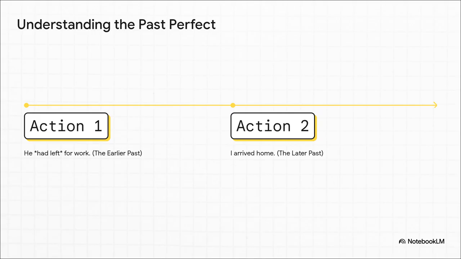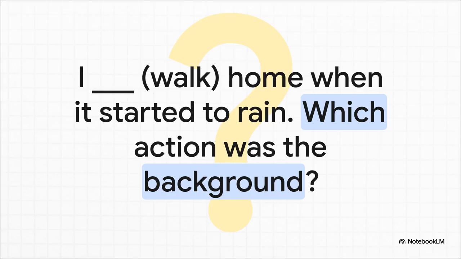Look, action 1, he left. Action 2, I arrived. To connect them, you say, by the time I arrived, he had already left. The past perfect is always your flag for the earlier event. Let's try one more. I walk home when it started to rain. So which action was the ongoing one, the background? The walking, right? The rain is what interrupted it, so the correct form is I was walking. See? You're totally getting the hang of this.